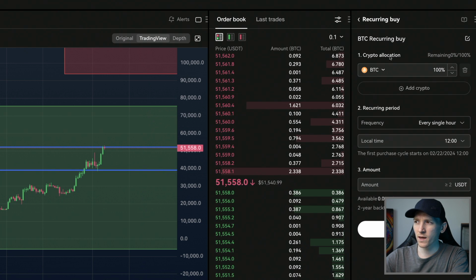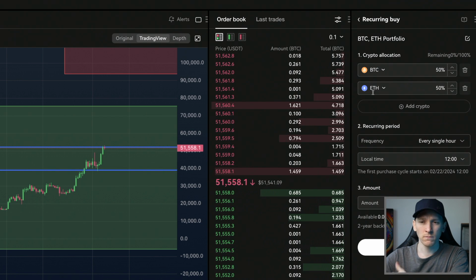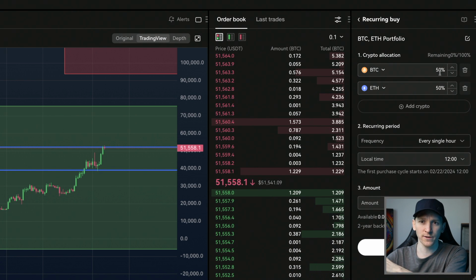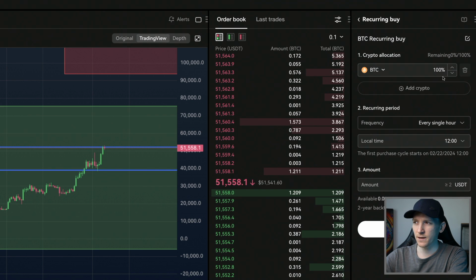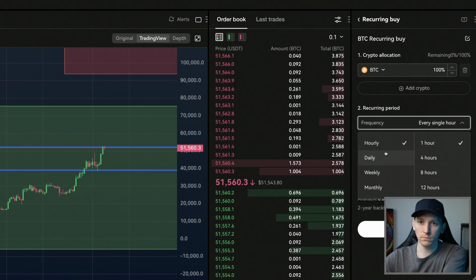So the crypto allocation, you can see Bitcoin here, but you can actually search for others. So if you add crypto, you can add other cryptos that you want to buy, and you can add them in any percentage that you want. I'm just going to delete ETH here. So we've got Bitcoin, and I want you to buy every single however long.